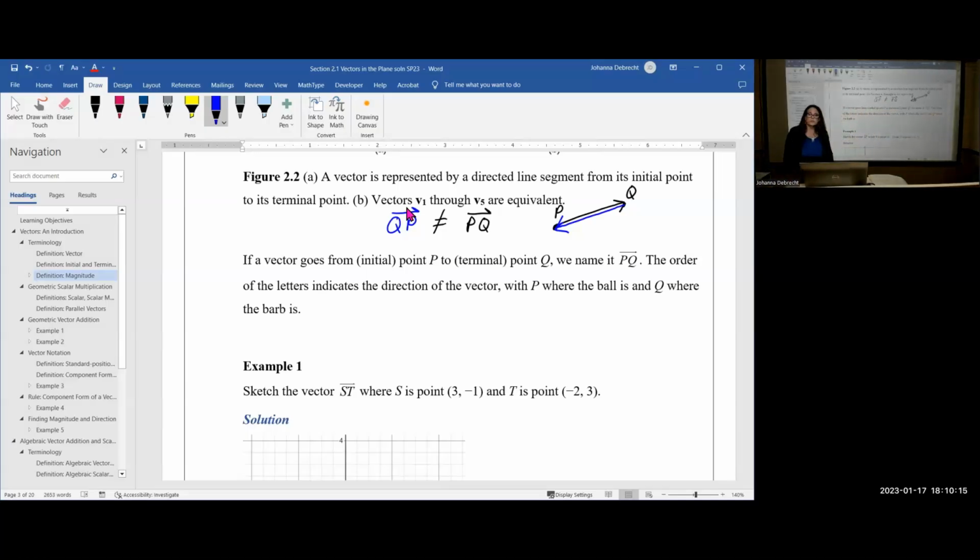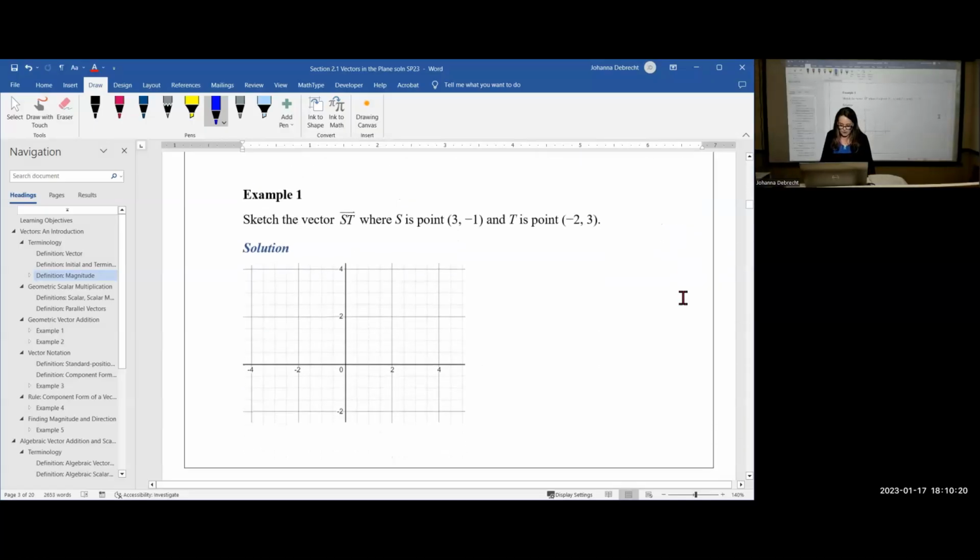So the next thing we want to do is practice this real fast. And if you have access to my lecture notes, then you can practice this at home. We want to sketch the vector ST, where S is (3, -1) and T is (-2, 3). So first thing to do, come to the origin, 3 to the right, which would be here, and down 1, which is here. Notice the scale is a little different here. Each grid is half a unit rather than 1 unit. So this is (3, -1). And then (-2, 3) would be up here. Let me label my points. There's T and there's S.